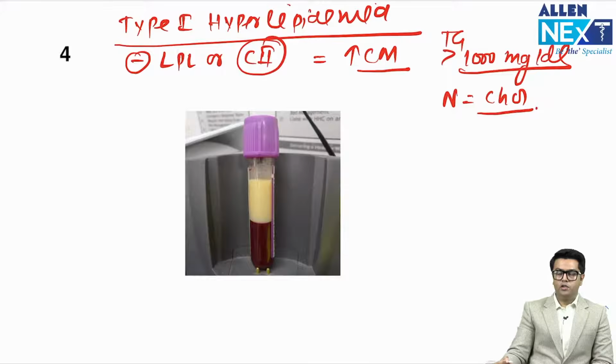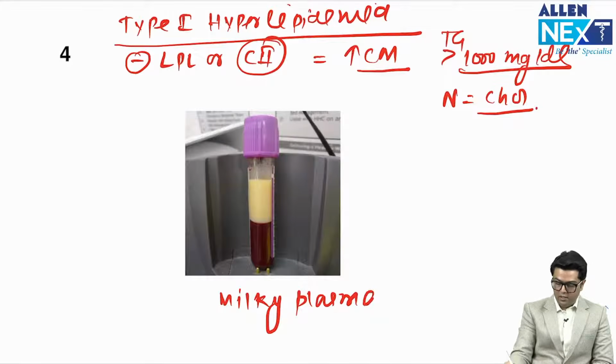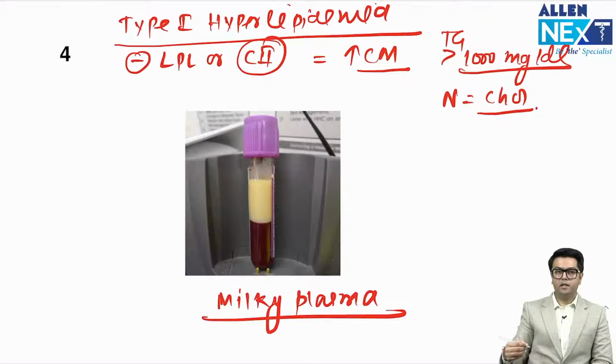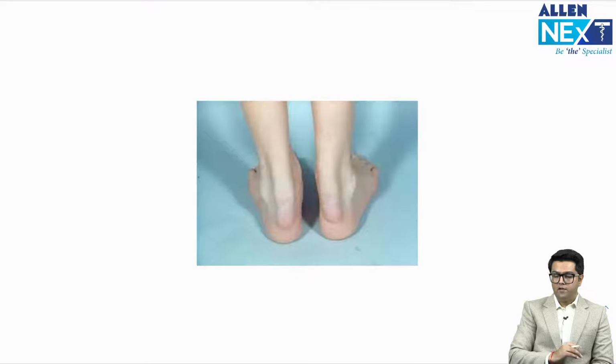So if you find a question with acute pancreatitis, milky plasma, right? This is called milky plasma, which may be seen also in other conditions like severe uncontrolled diabetes, where the TG levels are very high in the blood. So milky plasma is the answer. Clear? So this image plus high TG, normal cholesterol, acute pancreatitis. So what is your answer? Type 1 hyperlipidemia, deficiency of lipoprotein lipase. That is type 1. Then we have the next type.